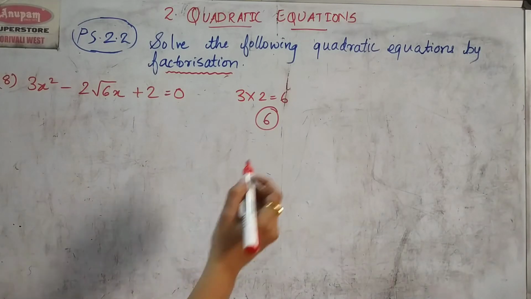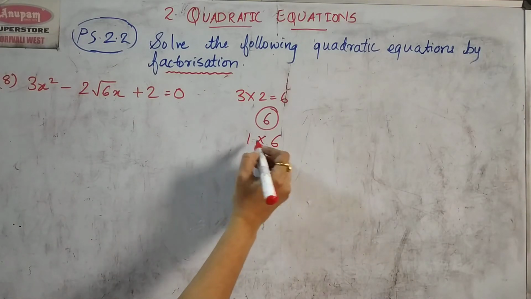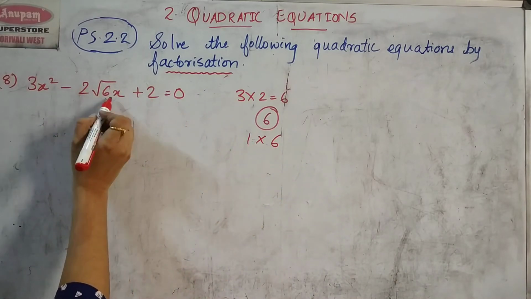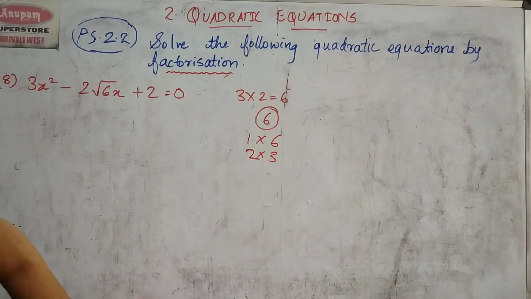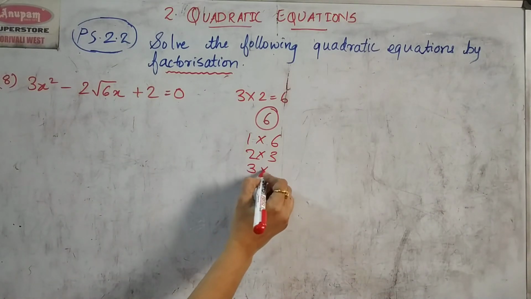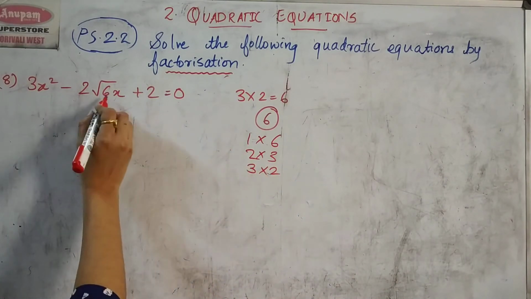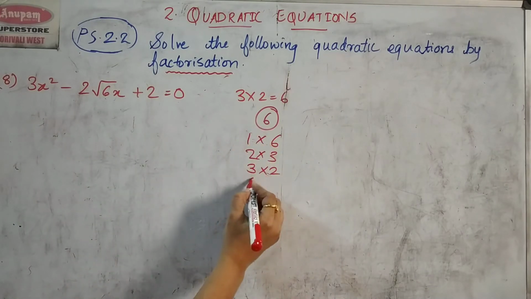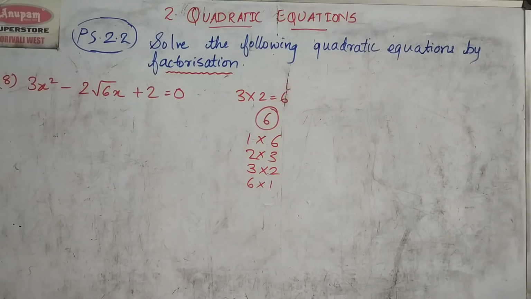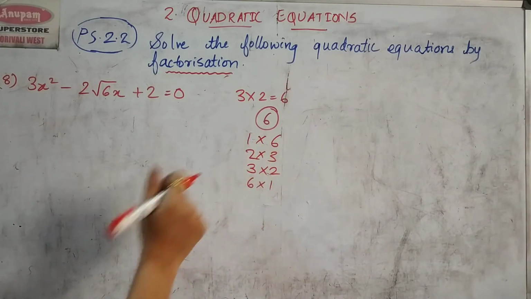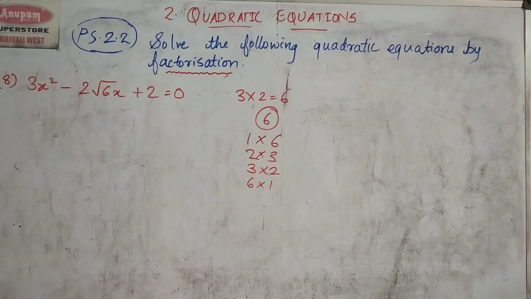Be very careful now. 1 into 6 will give me 6, but 1 and 6 will not give me this. 2 threes are 6, but 2 and 3 will also not give me this. 3 twos are 6, but again not. And the last one, 6 ones are 6, but again 6 and 1 will not give me this. So we cannot take any of these factors for solving this one. So how are we going to do this?